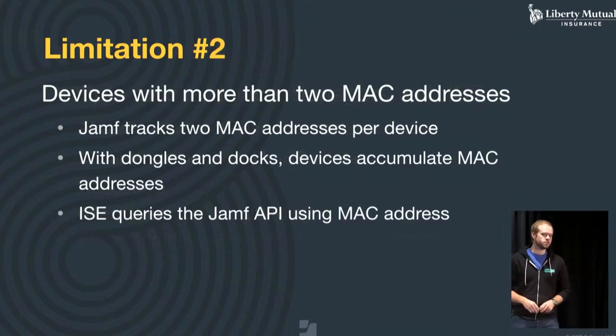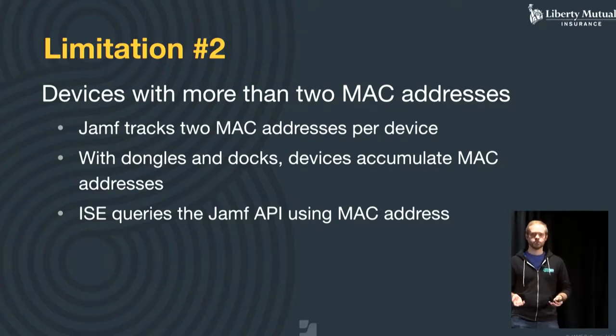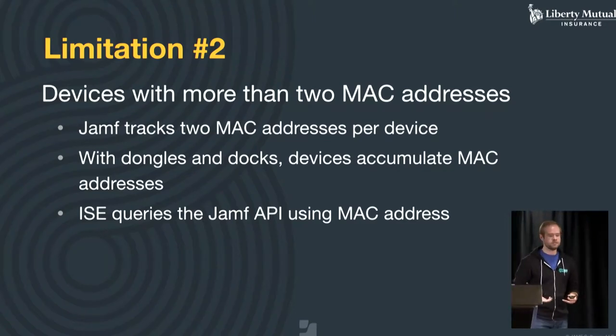Limitation number two, devices with more than two MAC addresses. Jamf keeps track of a primary and alternate MAC address, and after those first two, it doesn't really keep track of anything. And so when we had all these dongles and docks and different ways people are connecting to the network with shared workspaces and things like that, we found that a lot of devices were getting rejected simply because they were connecting from the third or fourth or fifth MAC address. And since Jamf doesn't know what those MAC addresses are, when ICE reaches out to Jamf and says, who is this MAC address, it basically says, I don't know.